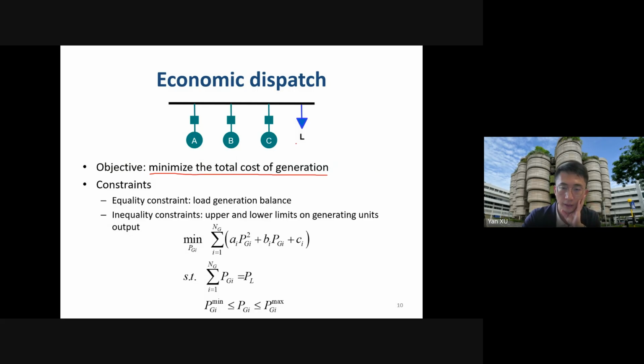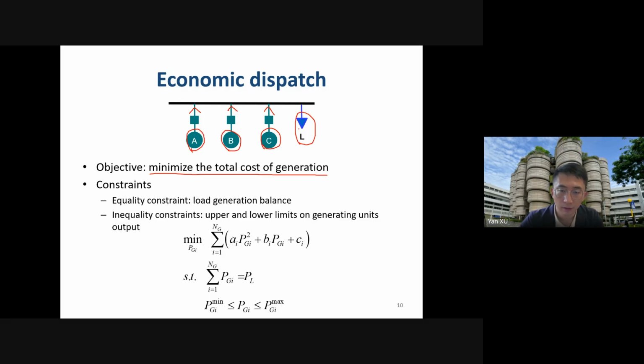So here you can see that we have the total load L, and we have three generators A, B, C. They are producing electricity, right? So our objective is to optimally determine the output of the three generators while minimizing their total cost, because each generator may have different cost items. For example, generator A may be a natural gas generator, generator B might be a hydropower generator, and generator C may be a coal-fired generator. So their generation costs are different.